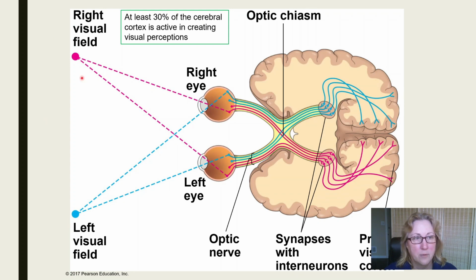So something on the right, something on the left, it's going to be seen by both eyes, but because the neurons cross over, all the information from your right visual field is going to be processed in the left side of your brain, and from your left visual field is going to go to the right side of your brain. So it's an interesting process that goes on with vision.